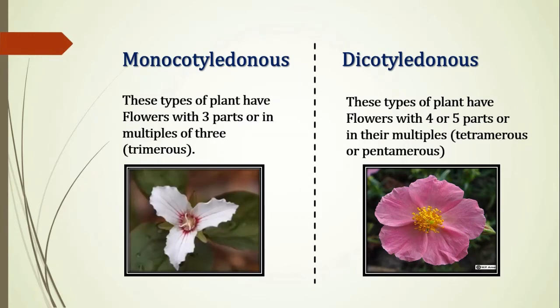Monocotyledonous plants have flowers with three parts or in multiples of three, trimerous, and dicotyledonous plants have flowers with 4 or 5 parts or in their multiples, tetramerous or pentamerous.